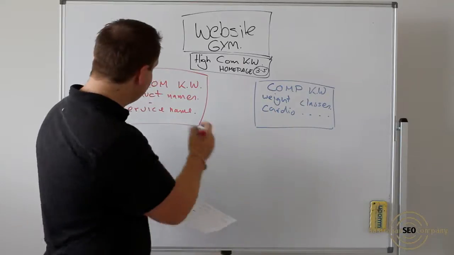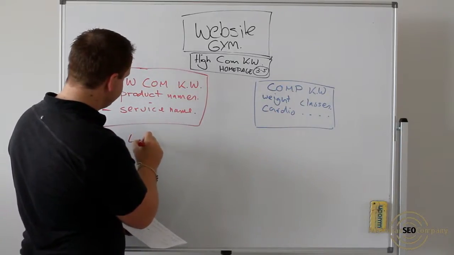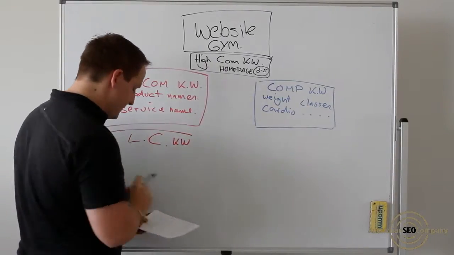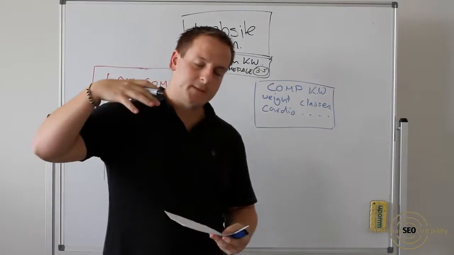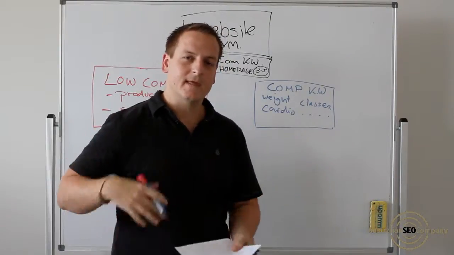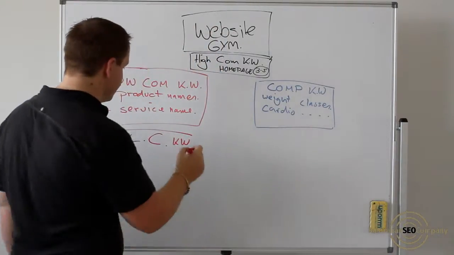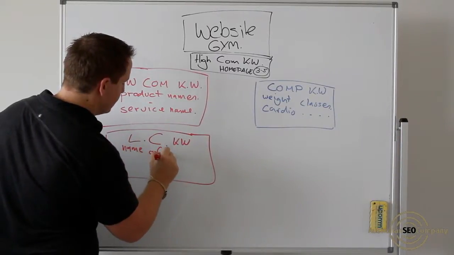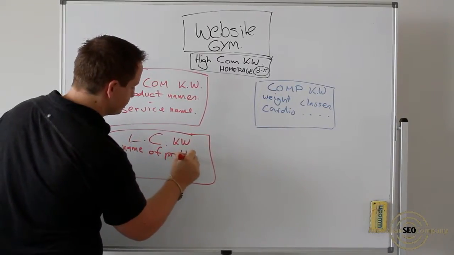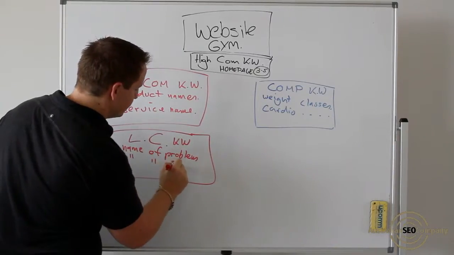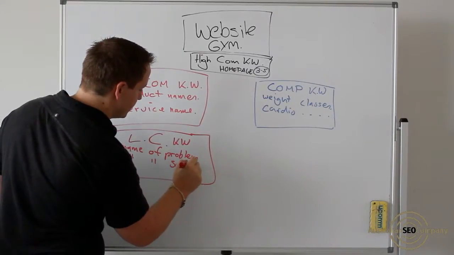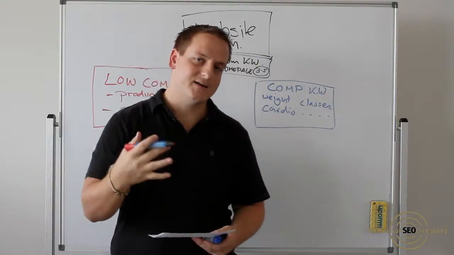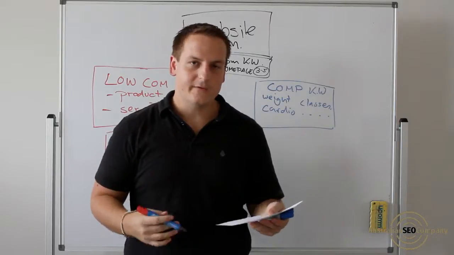So another low competition keyword that we use, I'll just call it LCKW, is the name of the problem or a solution that your customer or your client might be looking for. Okay? So, name of problem or name of solution. Okay? Now what I mean by this is that your customers, you've really got to start putting your marketing hat on here, because your customers, they're going through a problem.